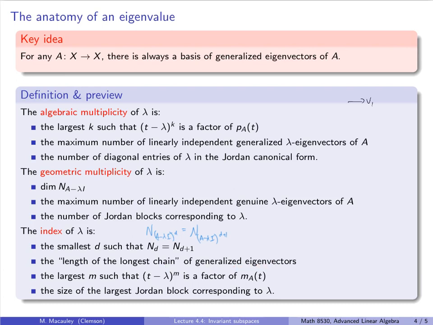So if we have v1 getting mapped to 0, we got v2, and remember, that goes all the way back to vm. This m is the index right here. If you believe this key idea, then the index is the largest m such that (t minus lambda)^m is a factor of the minimal polynomial, because we need at least m copies of A minus lambda I to send vm to 0. And finally, that is the size of the largest Jordan block corresponding to lambda. And we'll see all of this more later.